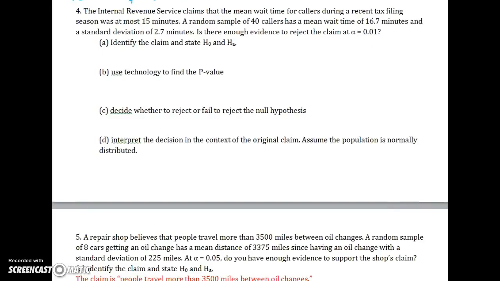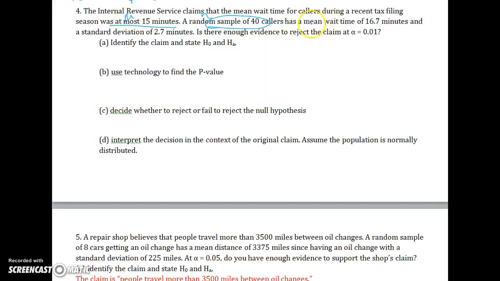Talking about the IRS. The IRS claims that the mean wait time for callers during a recent tax filing season was at most 15 minutes. I don't believe it. A random sample of 40 callers, that's important. A sample of 40 callers. Don't forget, this is your mean.